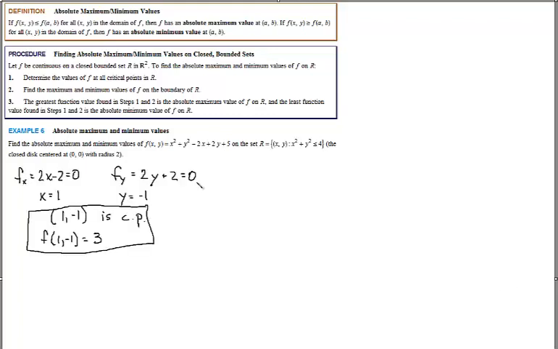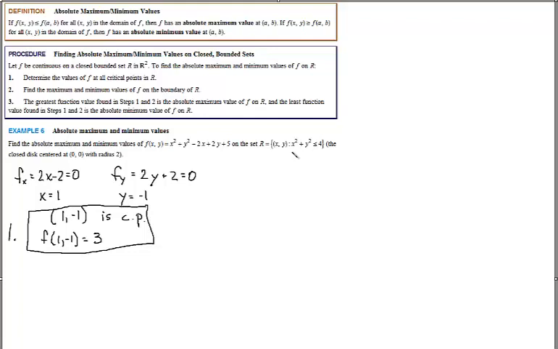Step 1 is complete. I found the value of f at my critical points. There was only one critical point, and I found that value. There it is. So that is for step 1. Step 2 says I need to find the maximum and minimum values of f on the boundary of R.